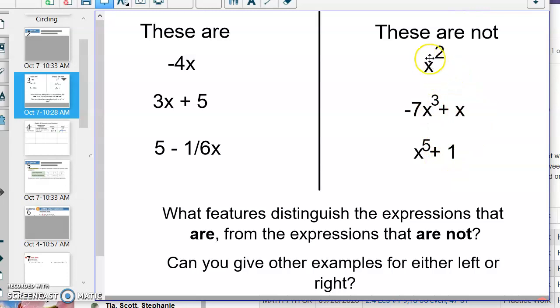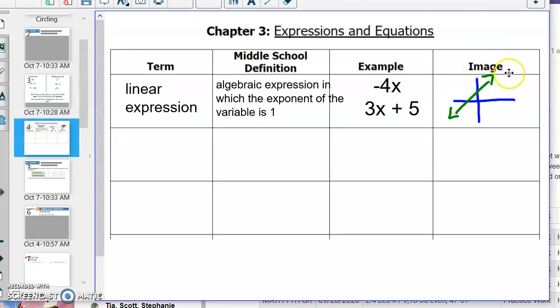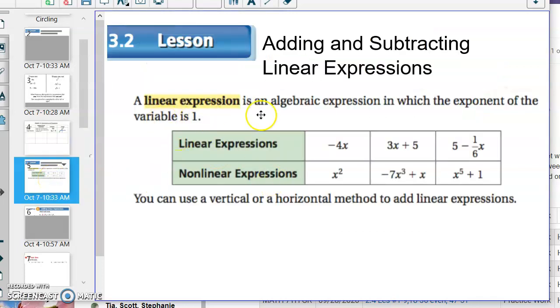All of the other ones from this list are going to give you different types of graph. This one's going to give you a parabola. This one's going to give you a strange little curvy line. But all of these are going to give you graphs that are straight lines, which makes these linear expressions. We'll talk more about that later this year, but that's what you need to know today. So again, a linear expression is an algebraic expression in which the exponent of the variable is 1. So all these ones on the top, that is what we're going to look at today.